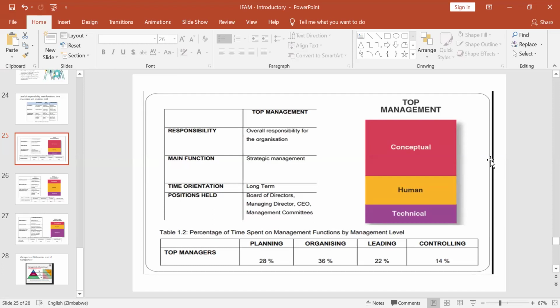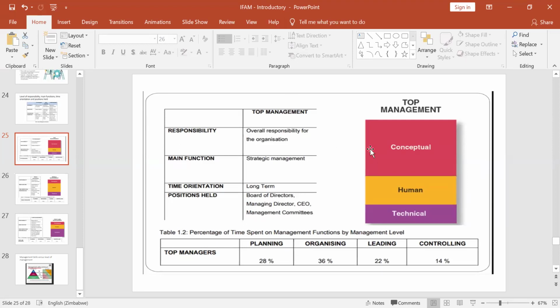So this is why you find the CEO of a company, maybe a company that sews clothes, a tailoring company. They might not be very good at tailoring, but they should have a bit of knowledge on tailoring. You shouldn't go to them and talk about threads and they are clueless. They should know threads, they should know fabric, they should know this and that. But more of the skills that we need from the top manager is conceptual.